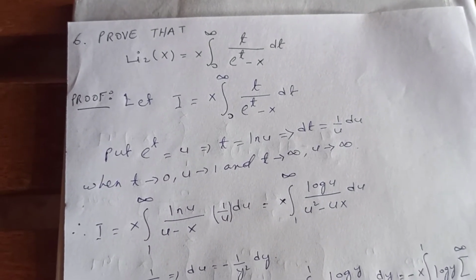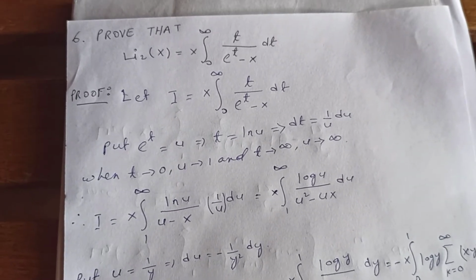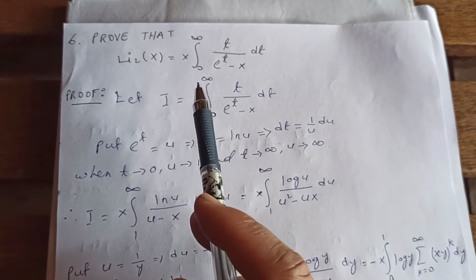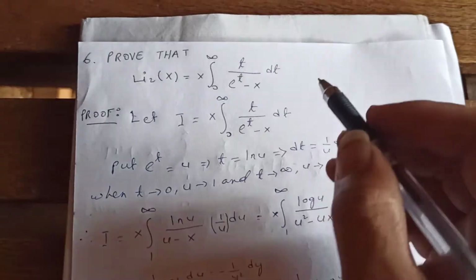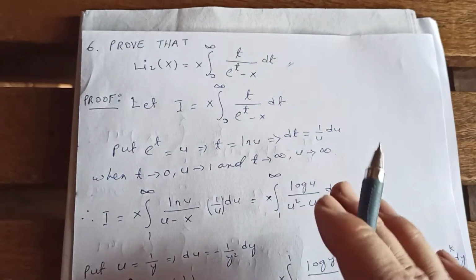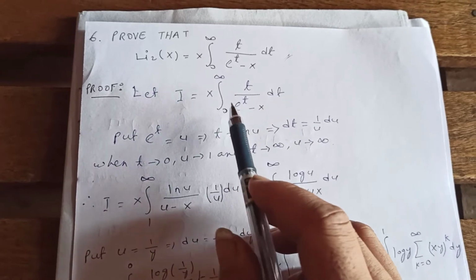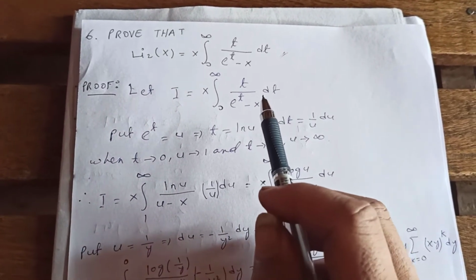Let's prove another integral representation for Li₂(x), the dilogarithm. Let's prove that Li₂(x) is x times the integral from 0 to infinity of t over e^t minus x dt, okay? Here, let our integral be I, then I is x times the integral from 0 to infinity of t over e^t minus x dt.